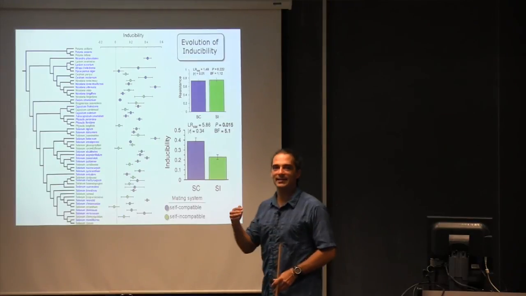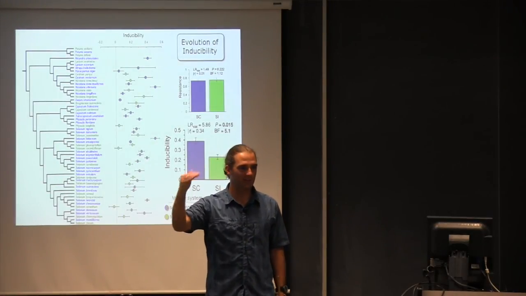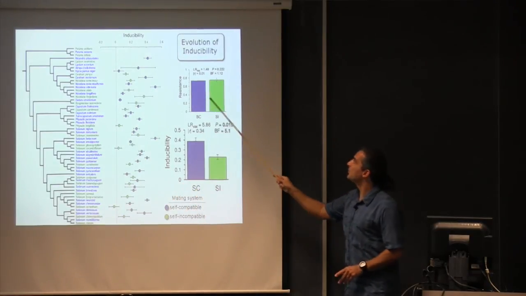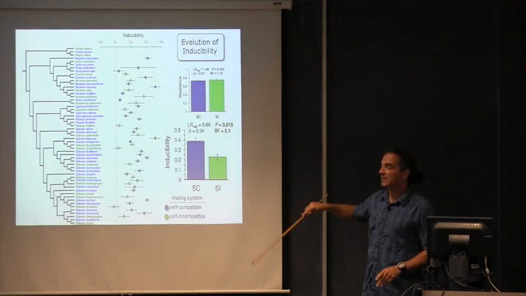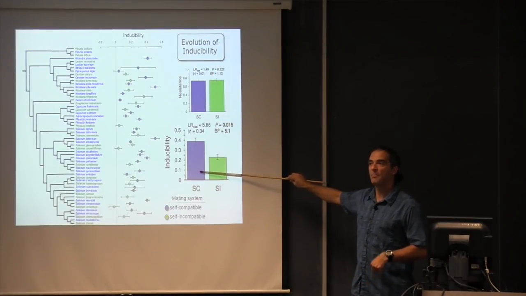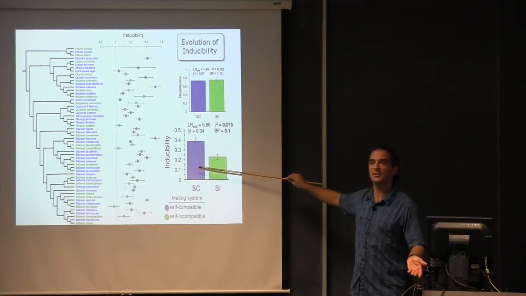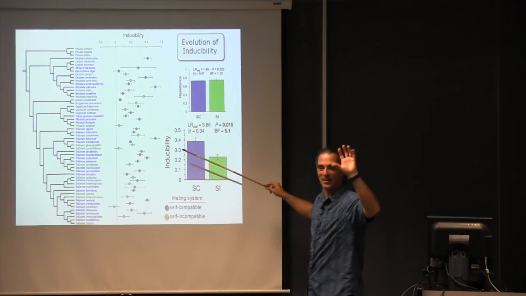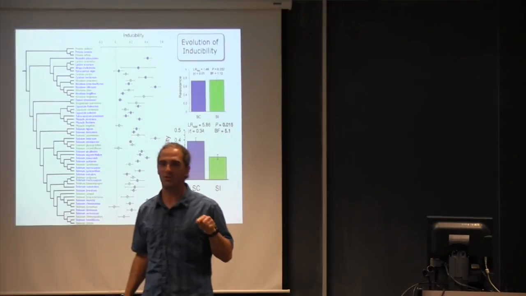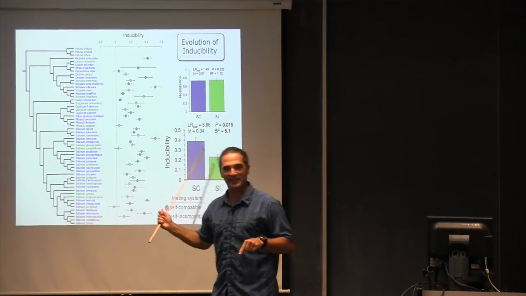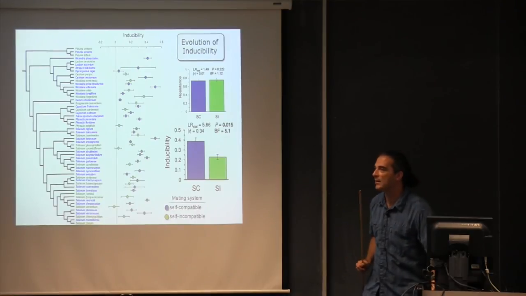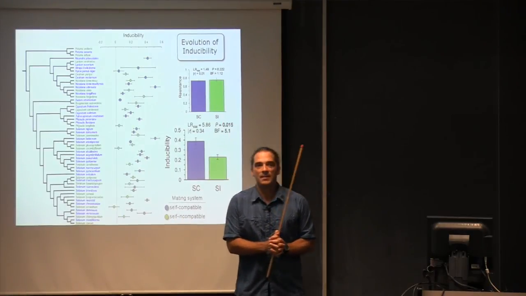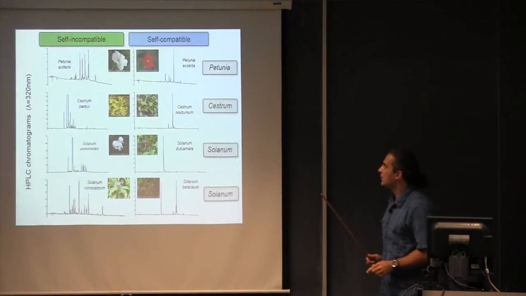Now, if you just look at the resistance at the induced state, right? So you just compare resistance of damaged plants with each other, there's no difference. So that means that self-compatible plants compensate for their disadvantage in constitutive resistance by changing their metabolism in a stronger way. And now I already gave you a hint, the metabolism, in fact, is changing in a stronger way, right? So it's only resistance in this picture, but the metabolism is changing. So we were asking, is there some pattern that we can see in the secondary metabolite production that could explain that pattern? And sure we do.